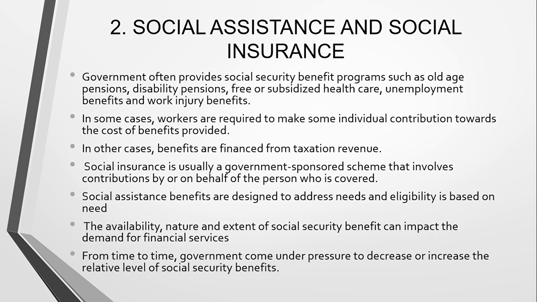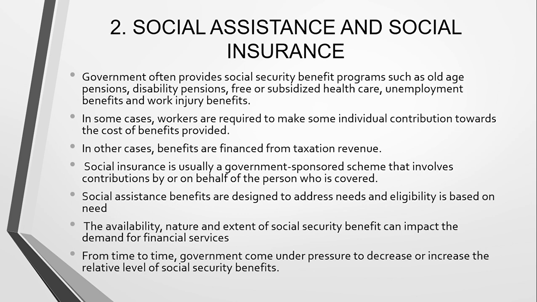The second one is social assistance and social insurance. Government often provides social security benefit programs such as old age pensions, disability pensions, free or subsidized healthcare, unemployment benefits, and work injury benefits. In some cases, workers are required to make some individual contribution towards the cost of benefits provided, and in other cases, benefits are financed from taxation revenue.